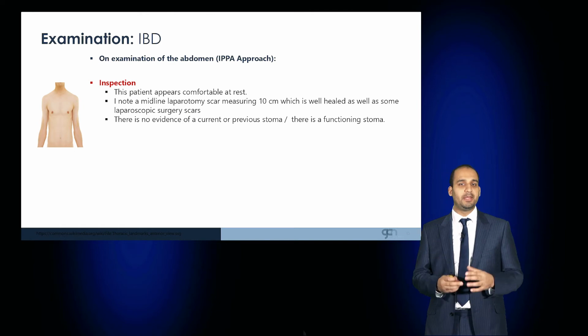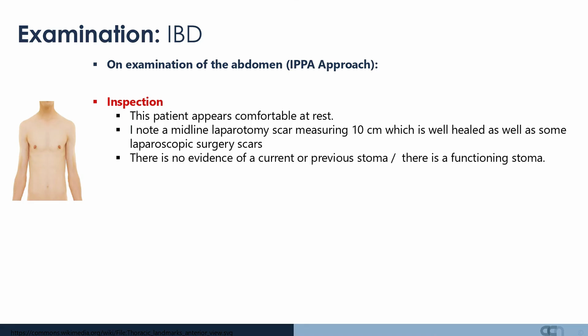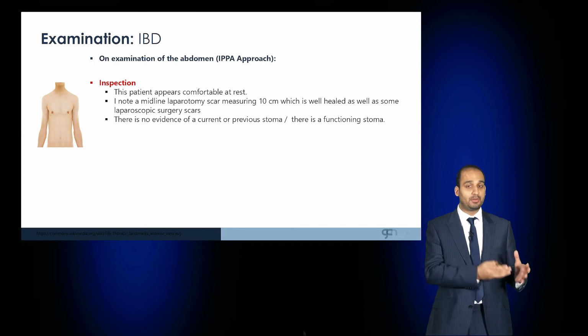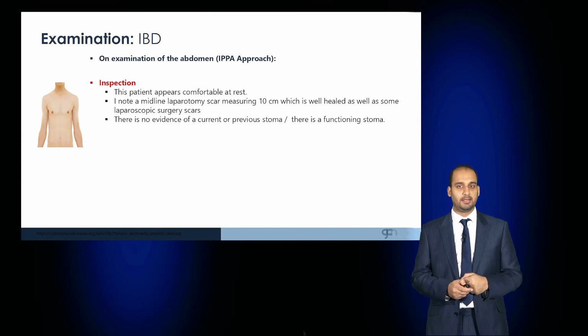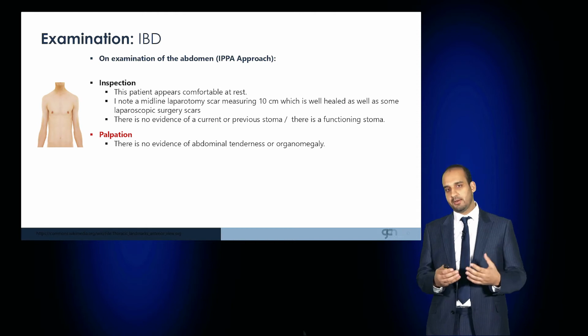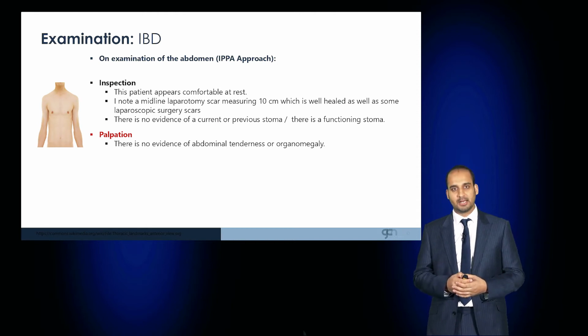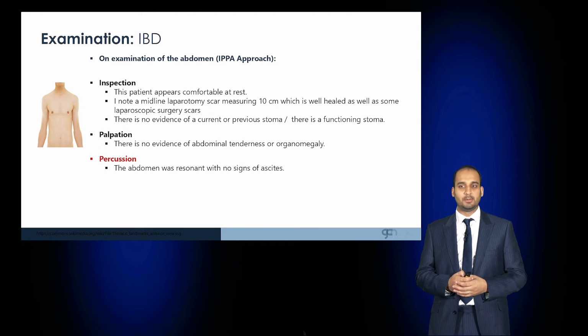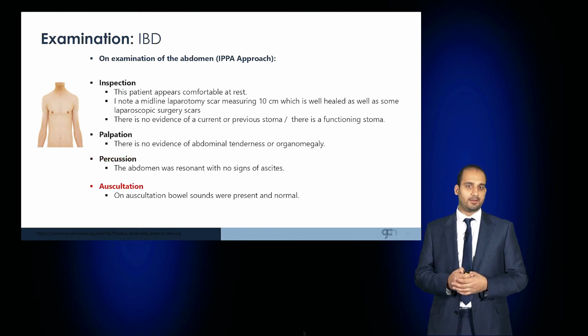So we noted that the patient was comfortable, and you could see that the patient had a midline laparotomy scar, which was 10 centimeters and well healed. But there was no evidence of stomas, no previous evidence, and no current stoma. On palpation, there was no evidence of abdominal tenderness or organomegaly. The abdomen was resonant with no signs of ascites, and on auscultation, bowel sounds were present and normal.